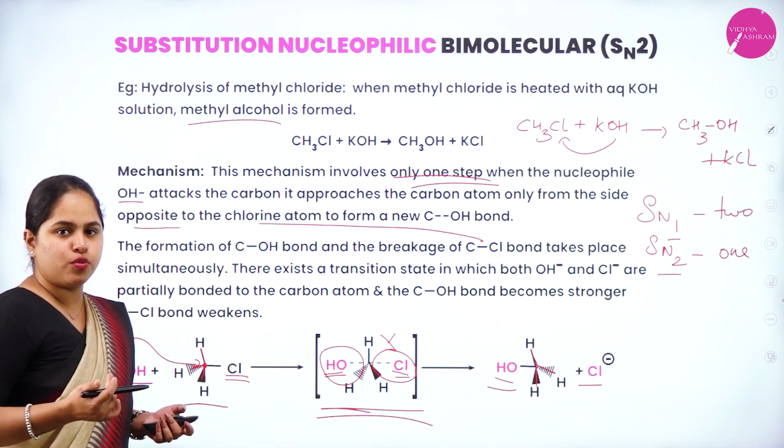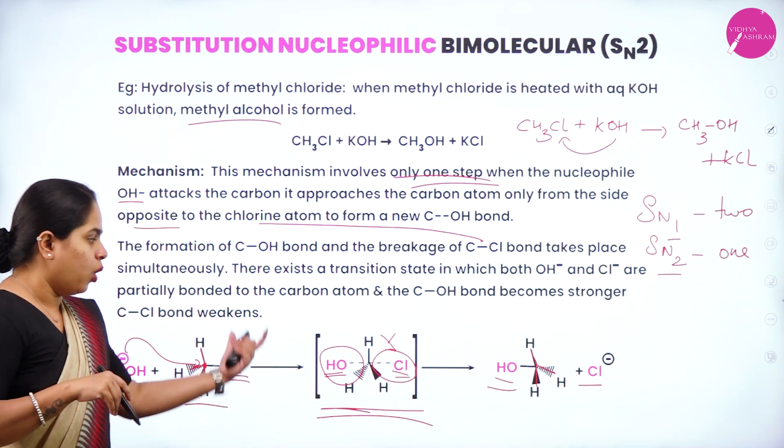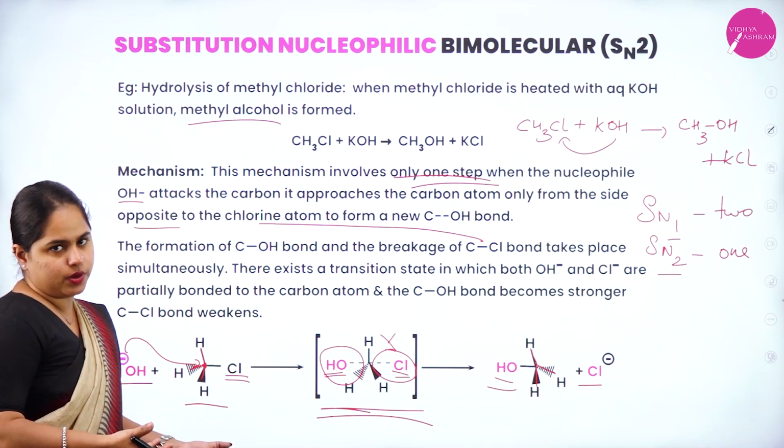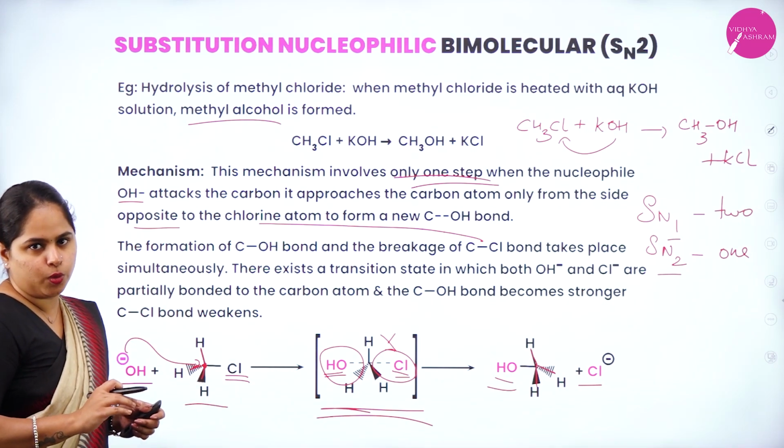In case of SN2 mechanism, it's a single step process. A transition state will be there where OH minus as well as Cl minus will be present. Then Cl minus will be removed and the alcohol will be formed. I hope it is clear.